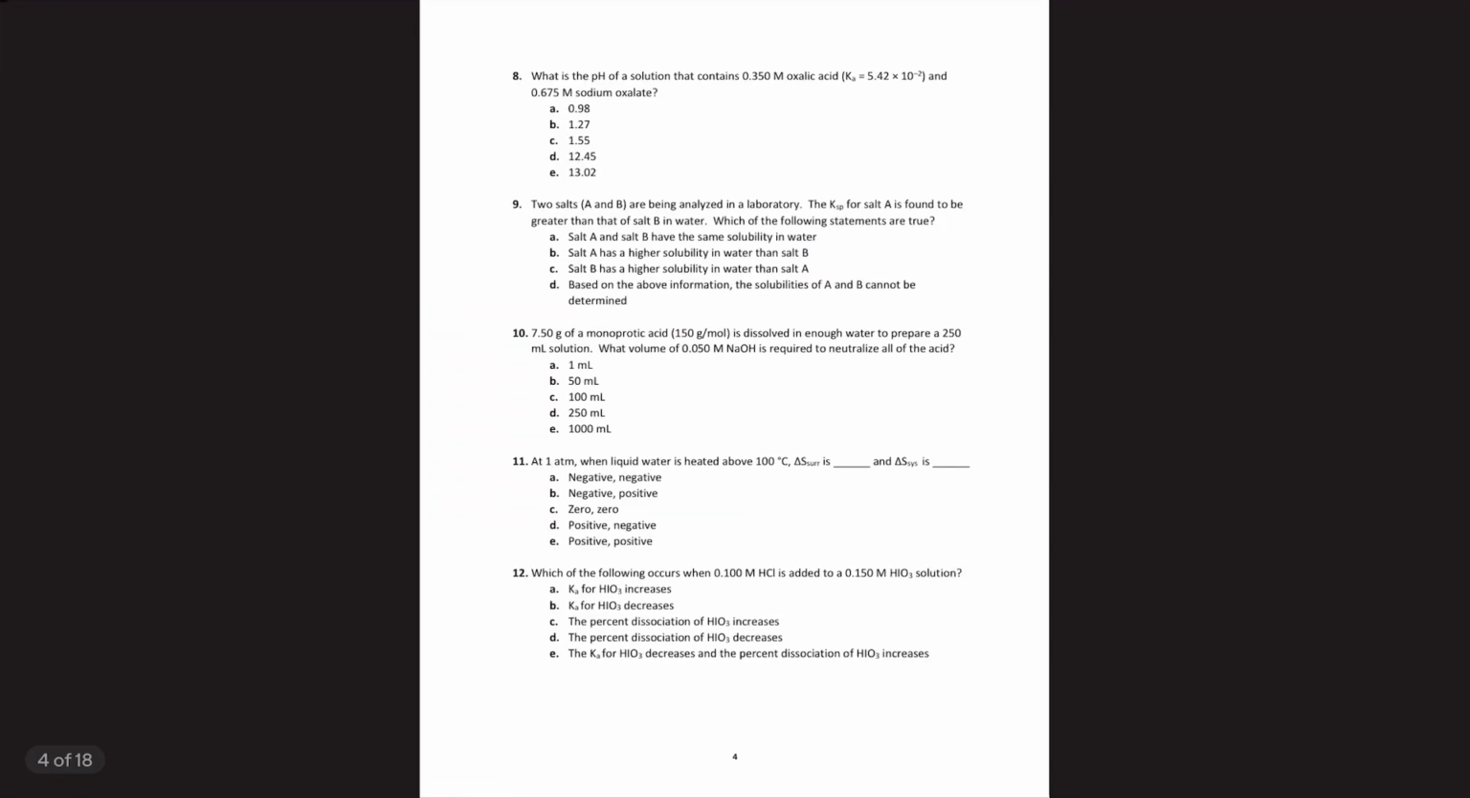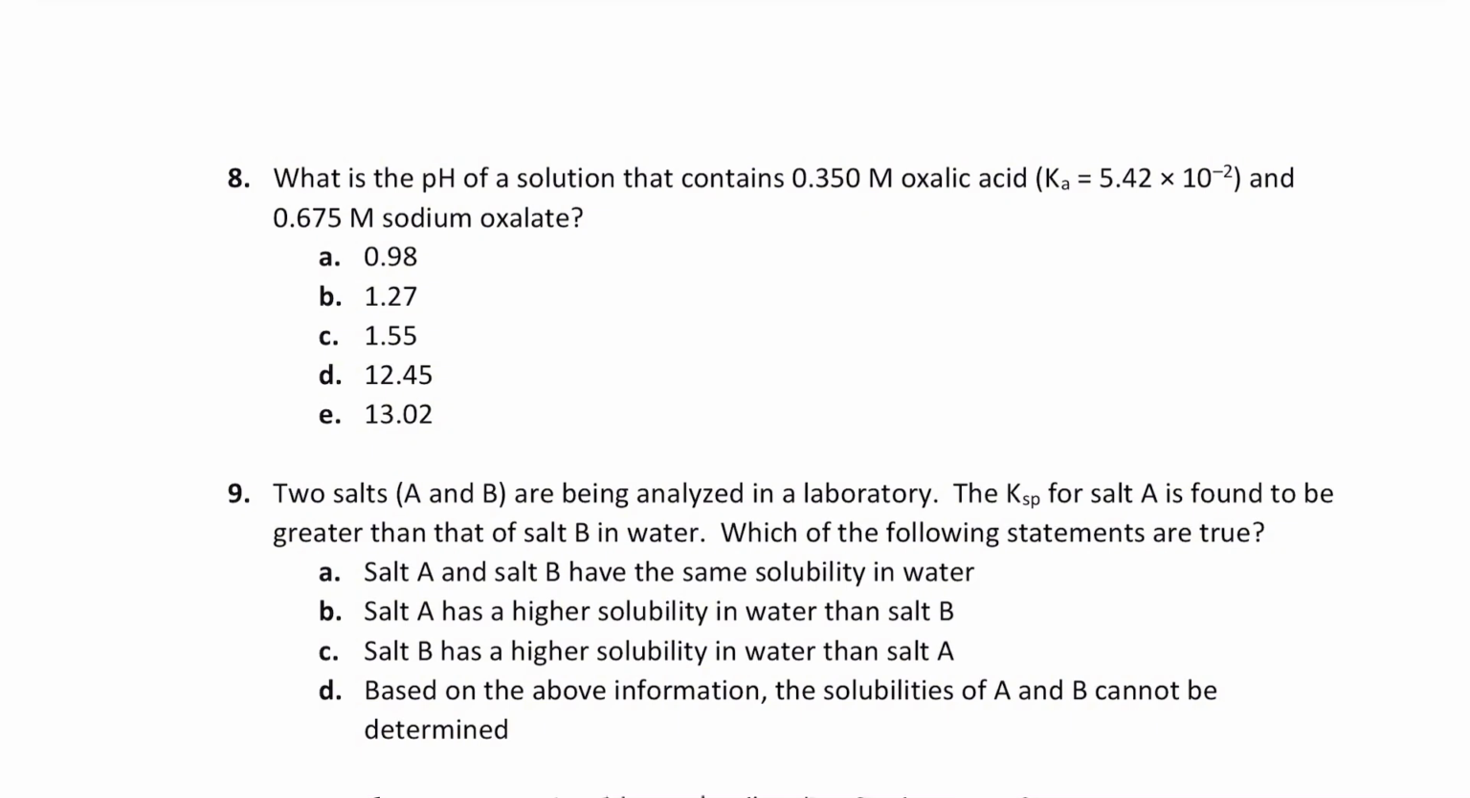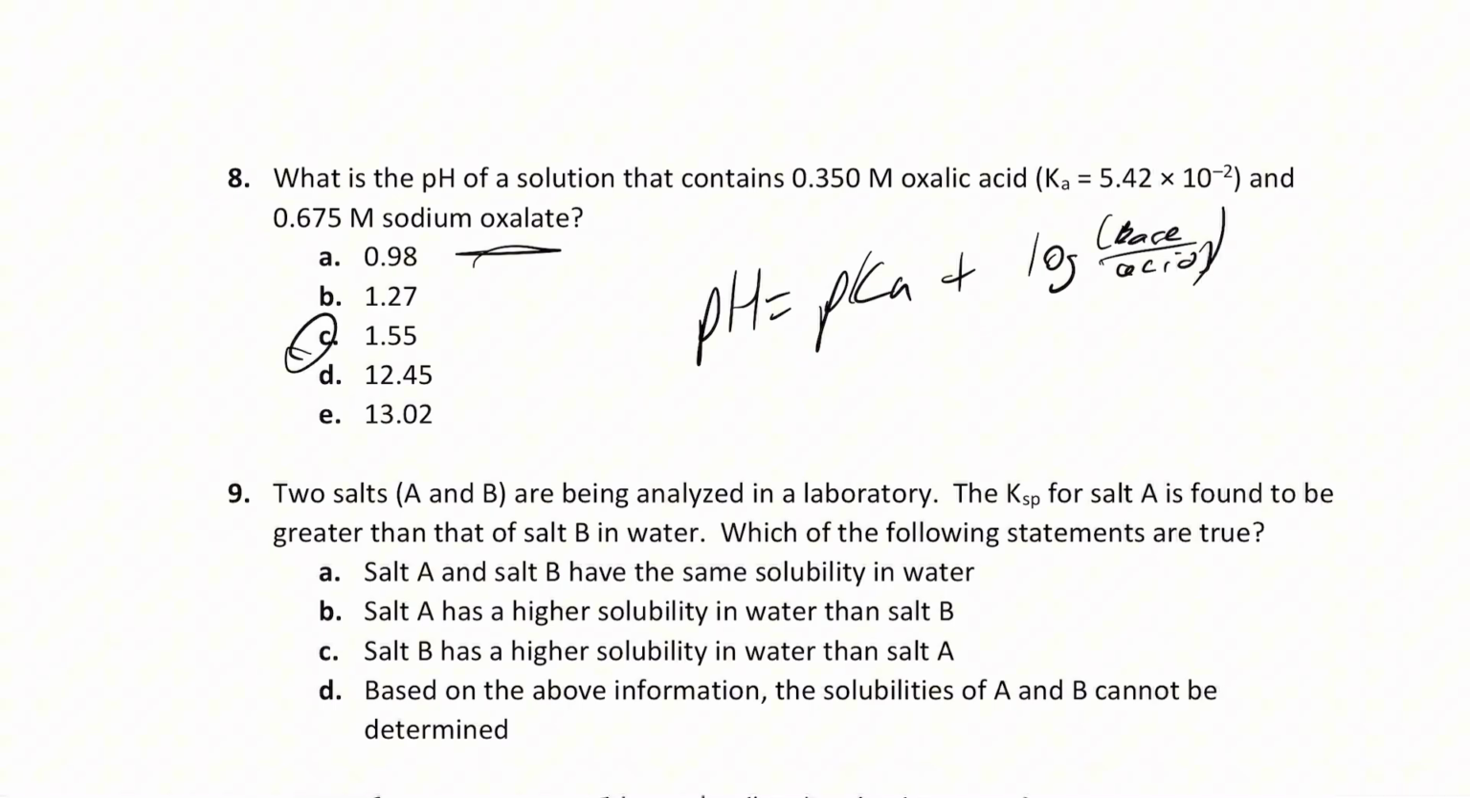Okay. Moving on. Question 8. What is the pH of the solution of oxalic acid and sodium oxalate? That's pH equals pKa plus log of base over acid. Let's do that in the calculator. They gave you the Ka, so negative log of 5.42 times 10 to the negative 2. Sorry guys. Then plus log of base over acid. Base is the oxalate, 0.67, because that's the conjugate base, divided by 0.350. All right, you got the answer. It's 1.55.